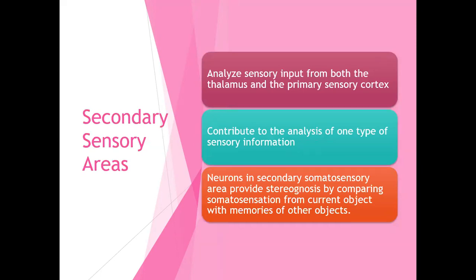So neurons in the second somatosensory area provide stereognosis by comparing somatosensation from current objects with memories of other objects. So that's what I was saying when we were talking about stereognosis in the somatosensory chapter, that if you were not able to see and you were palpating an object that you hadn't encountered before, you didn't have a memory of, you could probably describe the texture, the shape, and the size of the object, but you wouldn't be able to tell what it was because you don't have that memory.